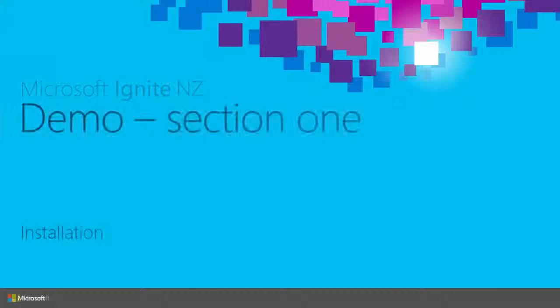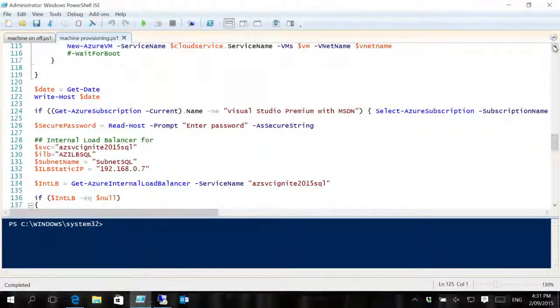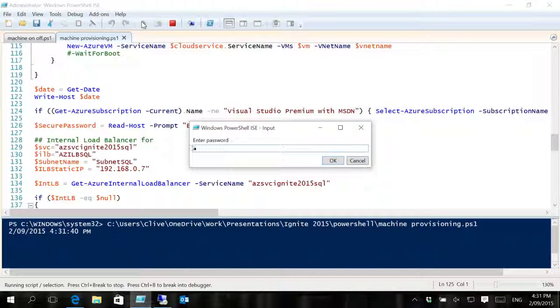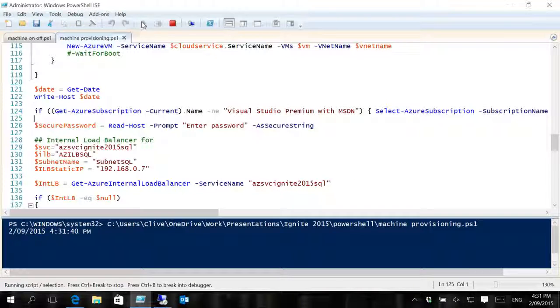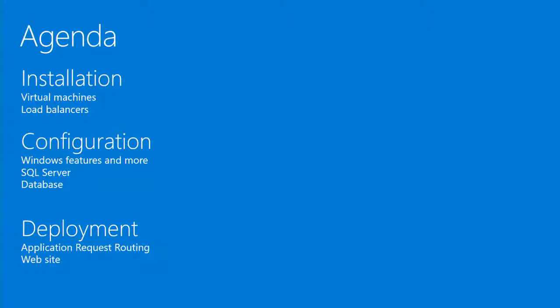As we all like demos, I'm going to start off by dropping straight into a demo for us. What I've got here is a PowerShell script, which I'm going to come back to in a little bit. As provisioning machines in Azure takes a little bit of time, I need to kick this off now. So I'm just going to kick that off and put in the password. And then I'm going to flick back to the presentation. You'll see why I've done that in a little bit.